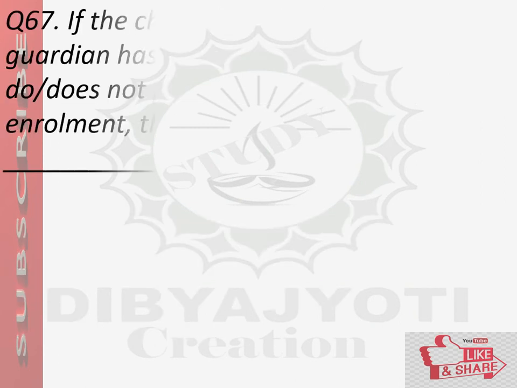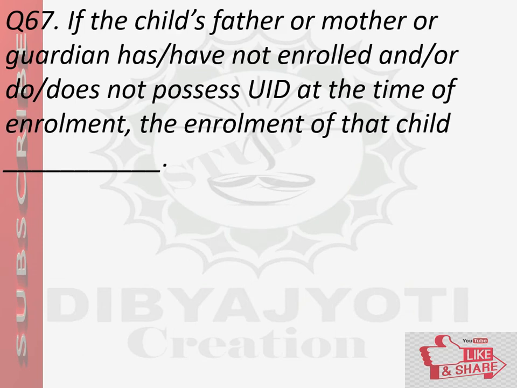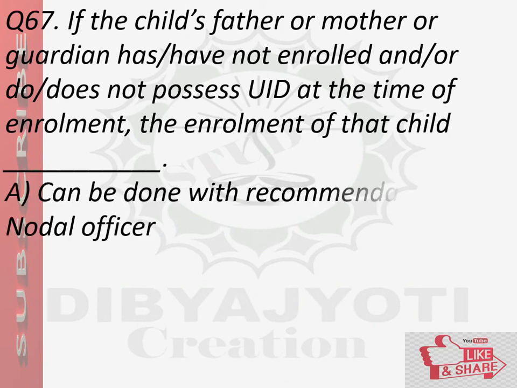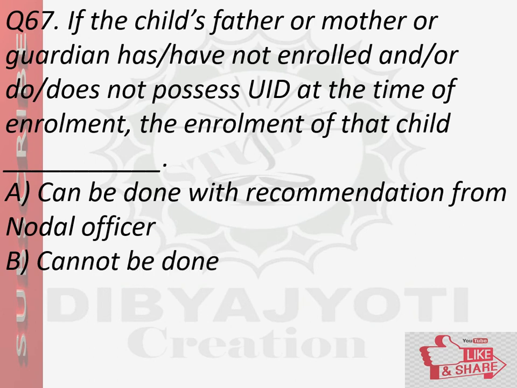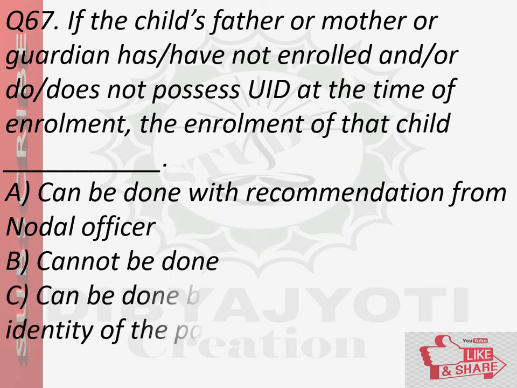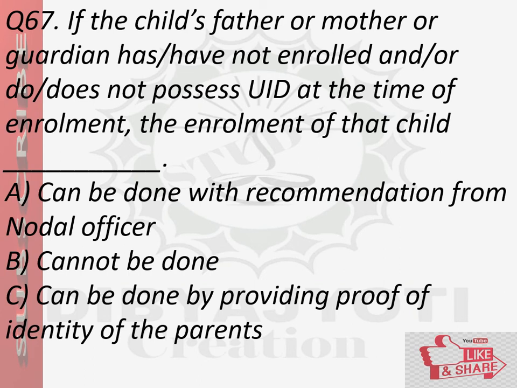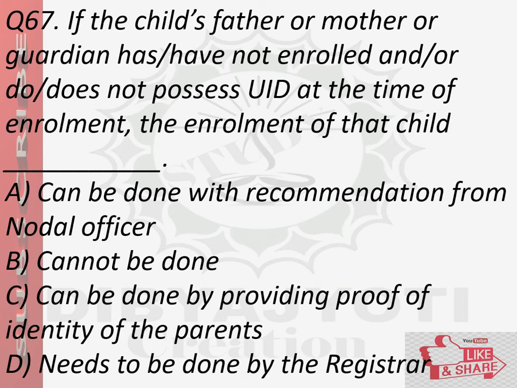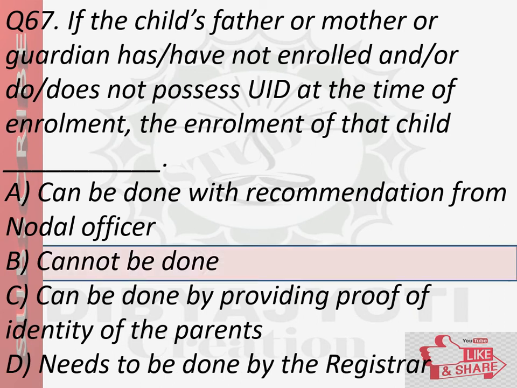Question number 67. If the child's father or mother or guardian has not enrolled and or does not possess UID at the time of enrollment, the enrollment of that child dash. Options: can be done with recommendation from nodal officer; can be done by providing proof of identity of the parent; option D, needs to be done by the registrar. And answer is cannot be done.